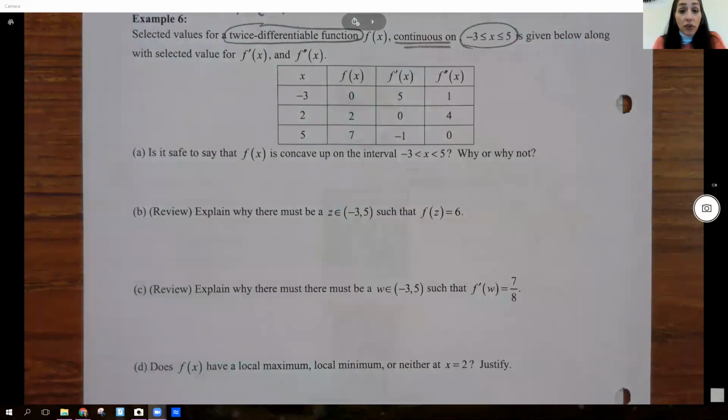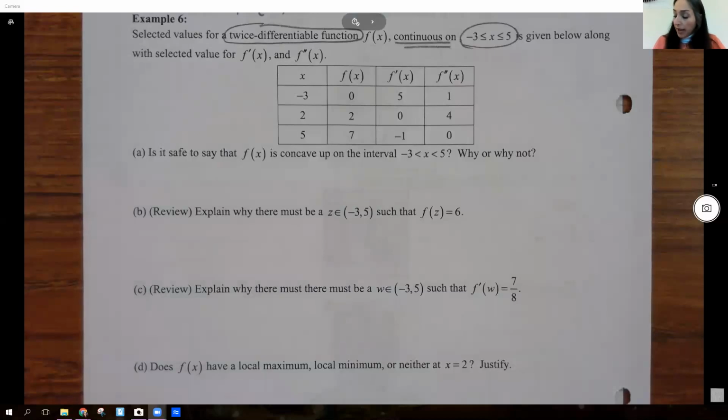And it's also differentiable. So what does that mean? Well, that means that there's no cusps. It's continuous, so there's no vertical asymptotes. There's no points of discontinuity, okay? So whatever it is, it's a smooth curve and it's all connected. So that's what they're telling you when they give you that information.